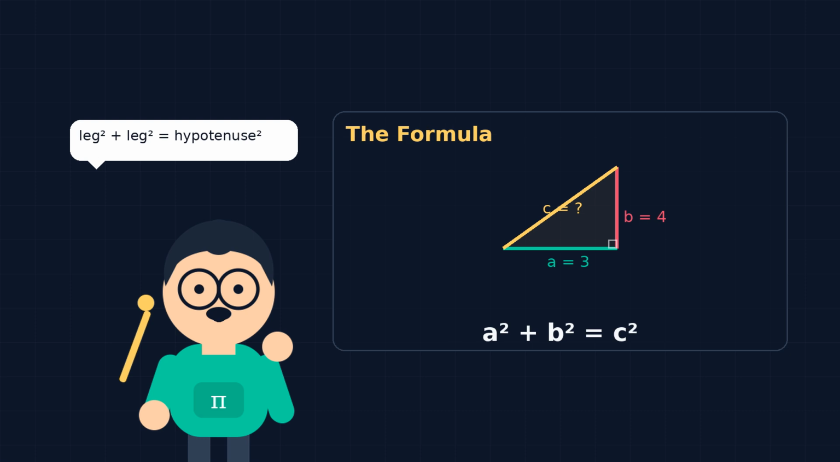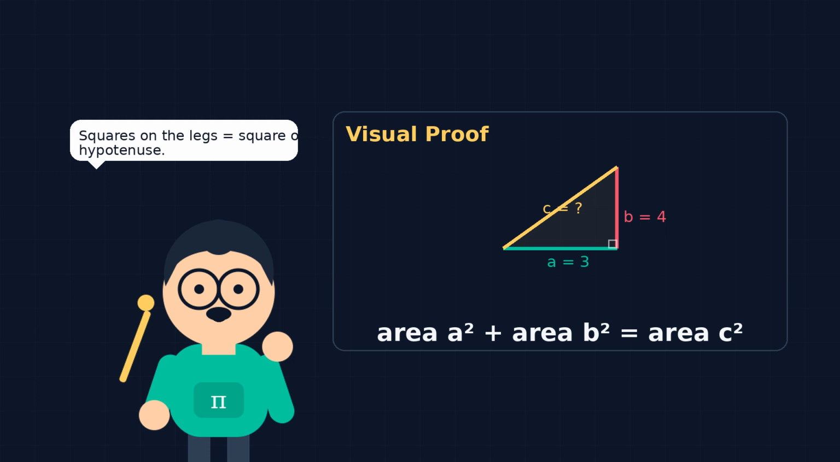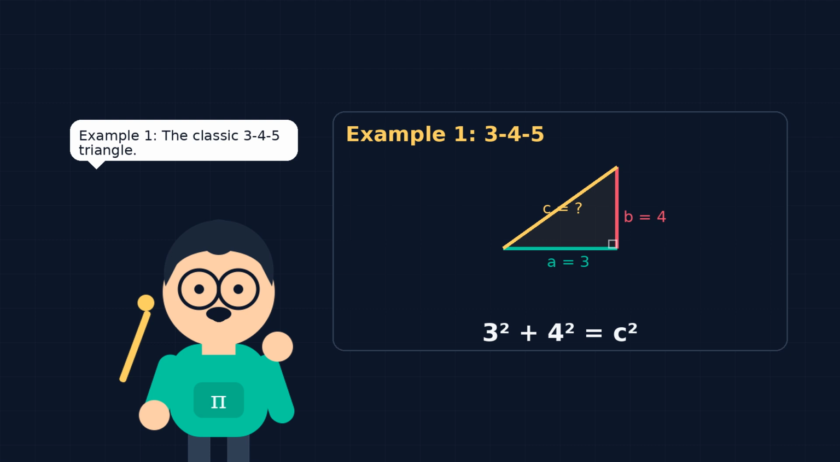A squared plus B squared equals C squared. In other words, leg squared plus leg squared equals hypotenuse squared. Why does this work? Imagine squares built on each side of the triangle. The area of the square on side A plus the area of the square on side B is exactly equal to the area of the square on side C. The two small squares perfectly fill the big square. That is Pythagoras, visually. Okay, let's solve some problems.